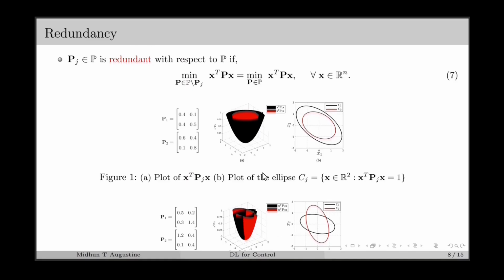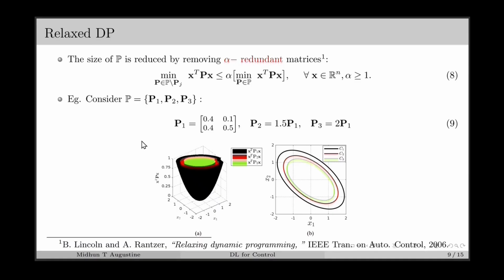Now, one idea of pruning is to remove all the redundant matrices from the set, which will reduce the set P and thereby reduce the computational cost as well. In relaxed dynamic programming, the idea of redundancy is extended to alpha redundancy, where we use a relaxation factor alpha, and the matrix Pj is said to be redundant if we remove the matrix from the set and the cost will be bounded by alpha times the original optimal cost.